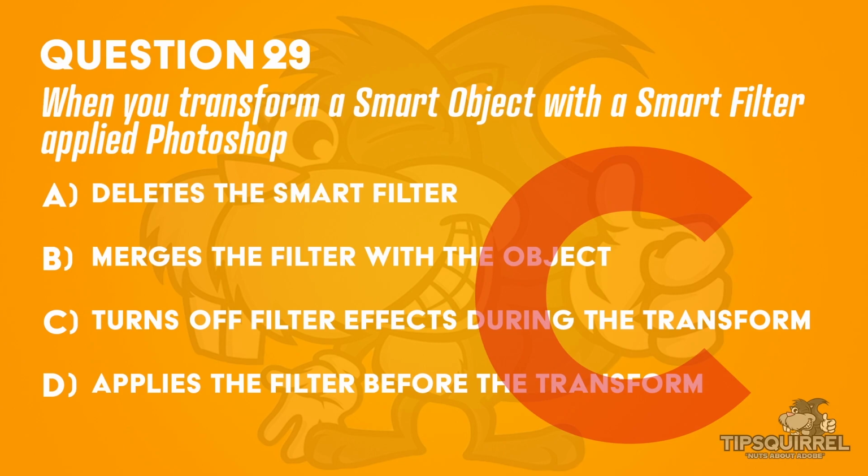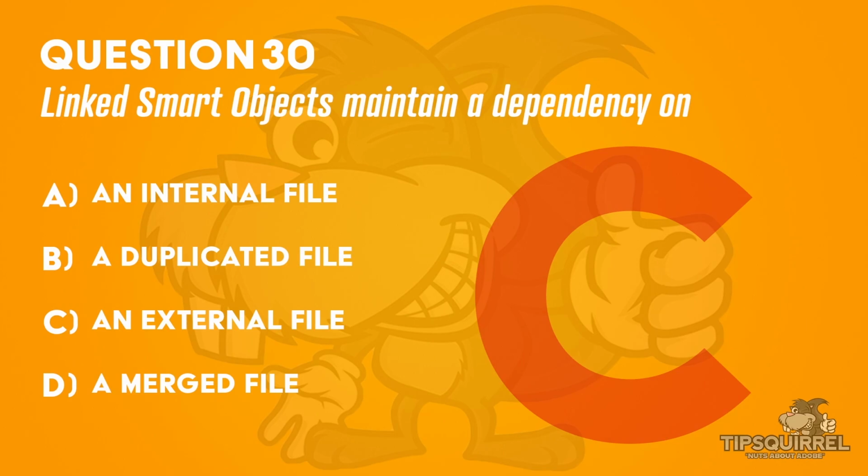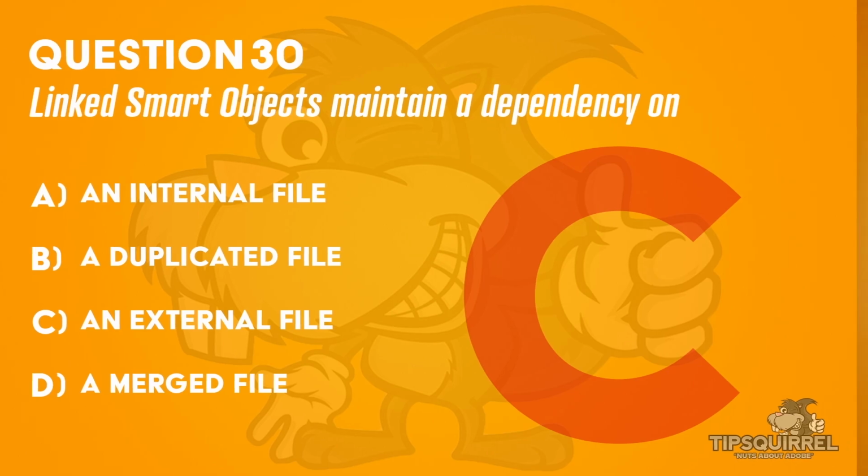Question 29. When you transform a smart object with a smart filter applied, Photoshop C turns off filter effects during the transformation. And question 30. Linked smart objects maintain a dependency on C, an external file. And there we go. That's all the questions, all the answers.